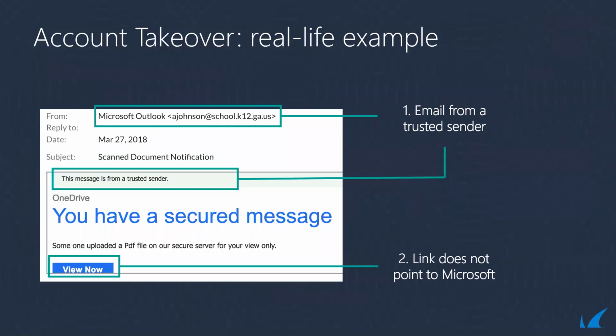So here's a real life example of something we saw. We see this email from a trusted sender, and then we see this link. Even though this link doesn't point to Microsoft, the recipient is probably likely to trust that link because it came from a trusted sender. So basically this means that the attacker is already in this organization and is now sending a link to someone else in the organization to a malicious site, but because it's coming from that trusted sender, it's more likely that the recipient is going to click that link.